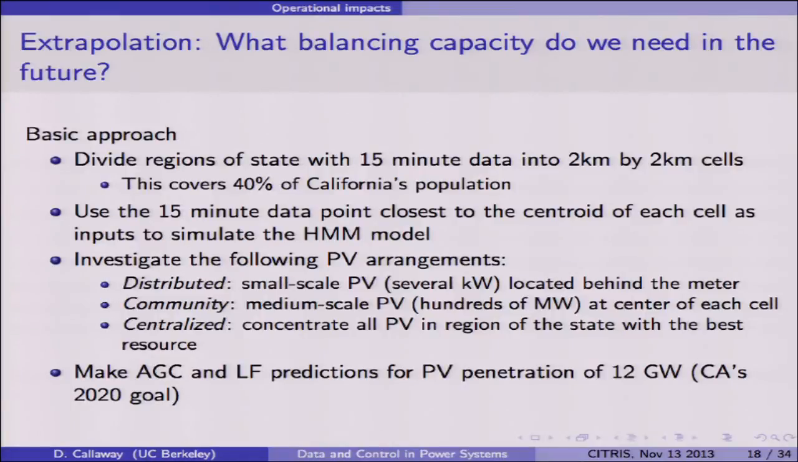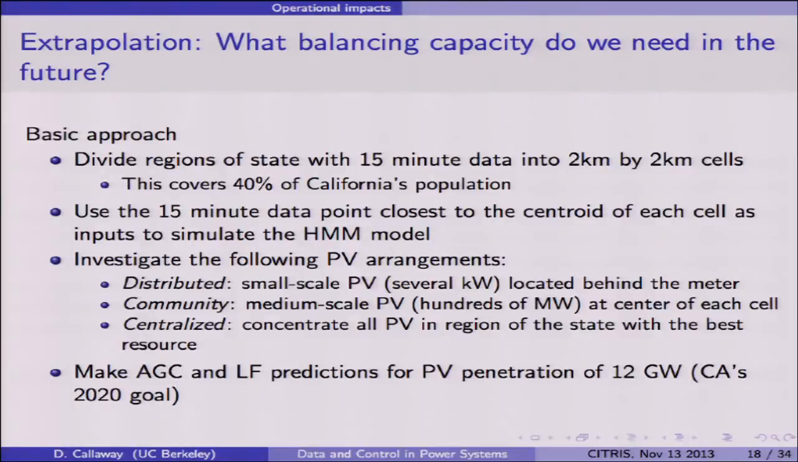And this, it turns out, there's testimony to the power of the data set, that covers about 40% of California's population. So if we divide the state into 4 square kilometer cells, and say for all those cells, where do we actually have 15-minute data? Those cells cover 40% of the state's population. And then we use the 15-minute data point closest to the centroid of each cell as our exogenous inputs. And we simulate the hidden Markov model with those 15-minute data.